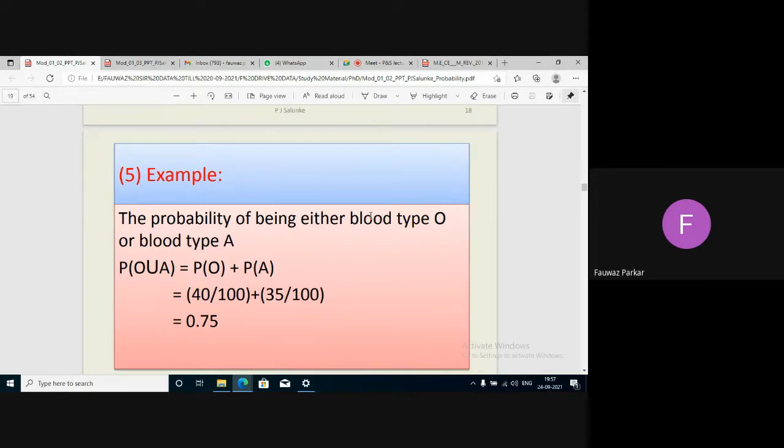The probability of being either blood type O or blood type A. Here 'or' has come in, so or means union and means intersection. A or B, either-or, means it can be both. A and B means it is intersection. So either blood type O or blood type A, so blood type O plus blood type A, but this has to be independent. Blood type O and blood type A are mutually exclusive, but blood type O and male are not, because male patients may have blood type O.